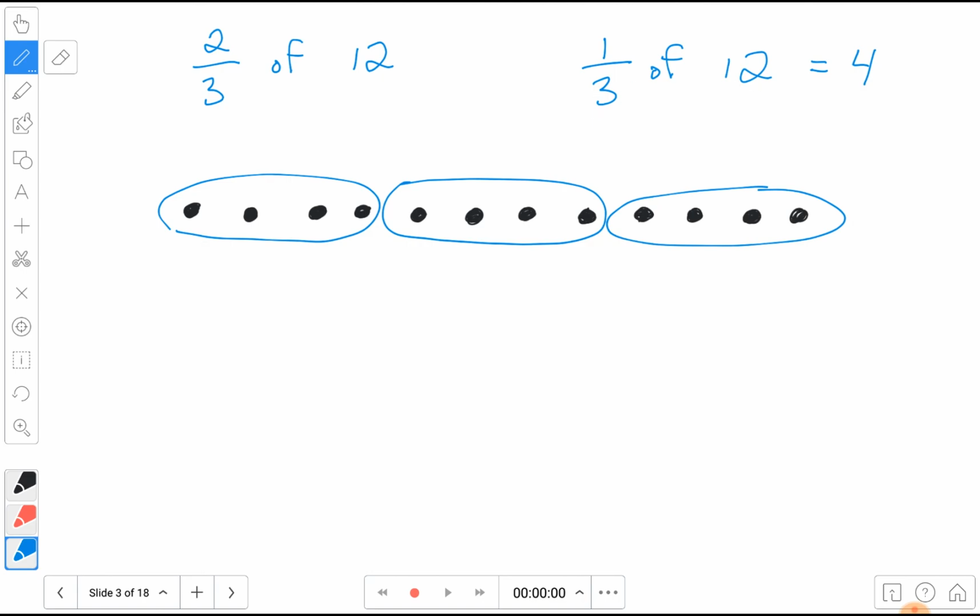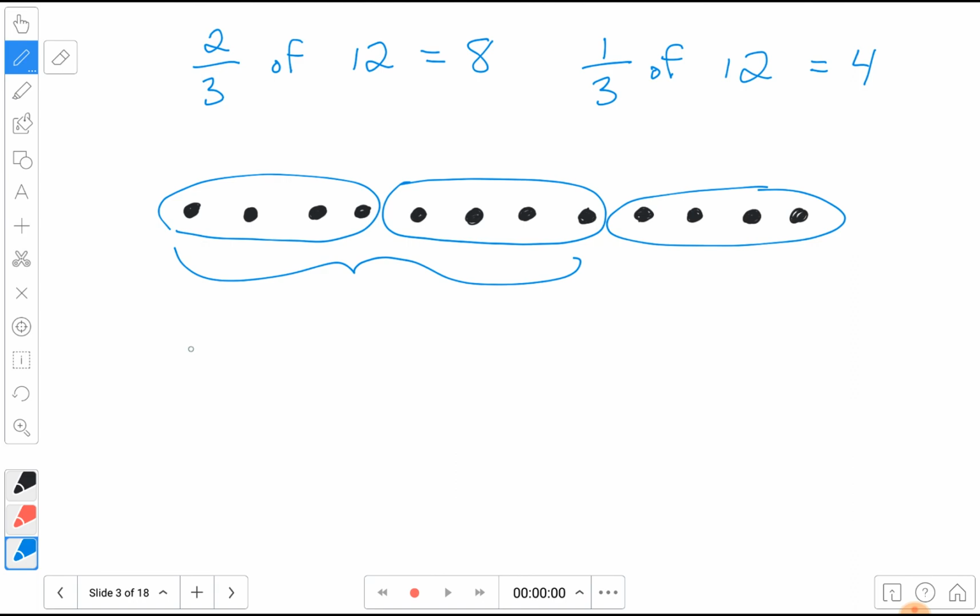So that's 1/3 of 12, but we want 2/3 of 12, right? So we want how many of these groups? Here's 3 groups. We want 2 of those 3 groups. So we want this many, right? We want 2/3 of 12. So there's 1, 2, 3, 4, 5, 6, 7, 8. So 2/3 of 12 equals 8.